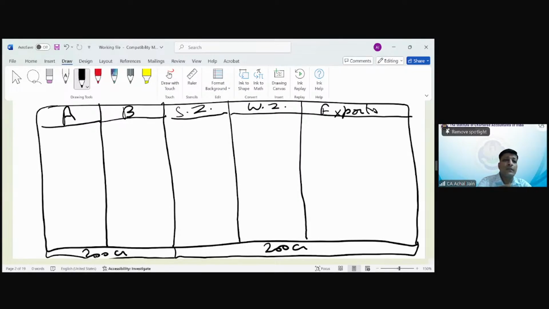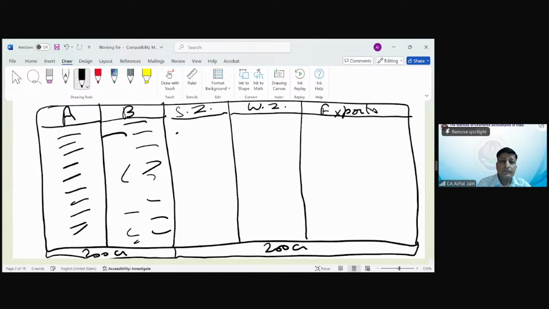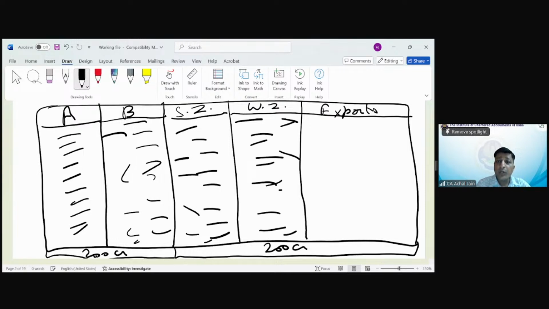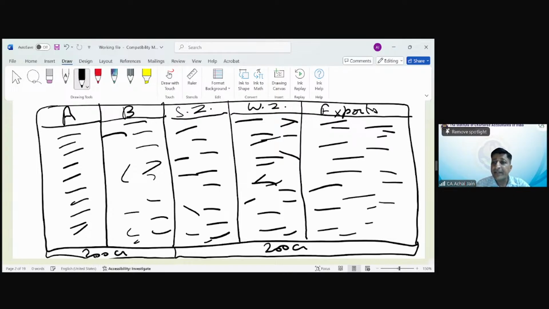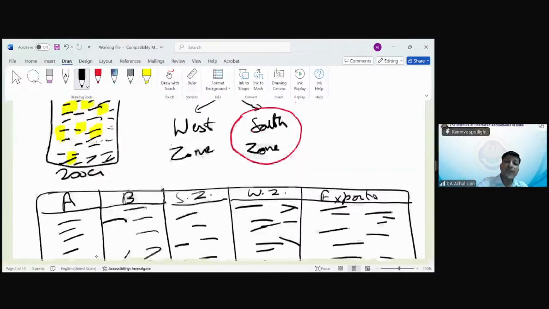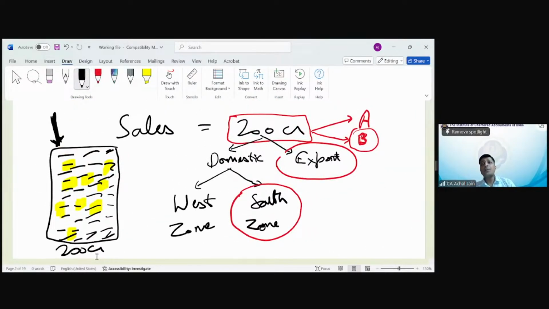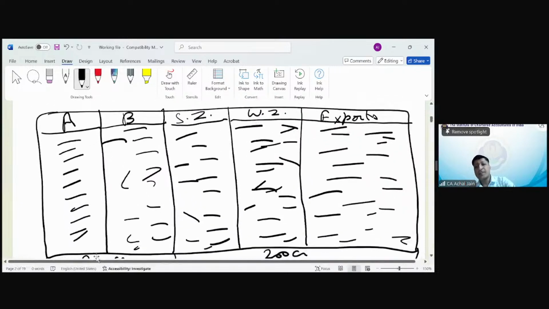Now, in these populations, what will you do? Now you will consider each population separately, and for each population you will use the sampling criteria. Now in this case, do you think that the problems which we had of not picking up some of the samples in relation to export sales, in relation to product B, in relation to South Zone, will they continue anymore?